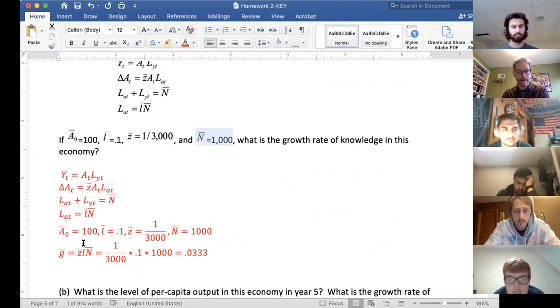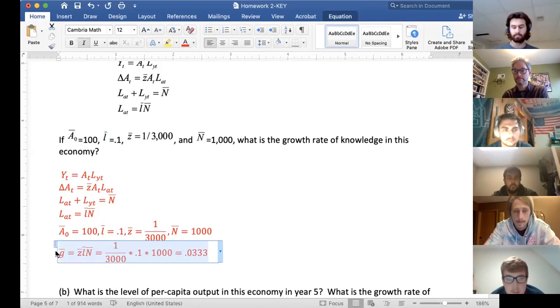Well, the growth rate of knowledge, remember, in the Romer model is just Z times L times N. And so if you multiply that out, you get 0.03333, or 3.33%.